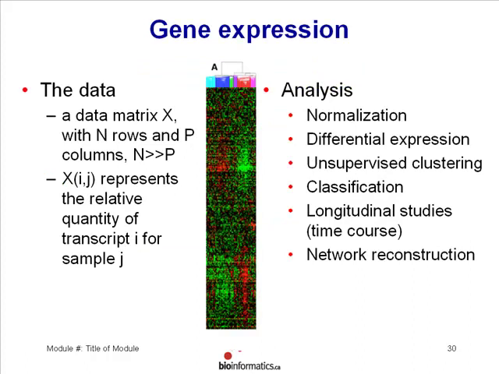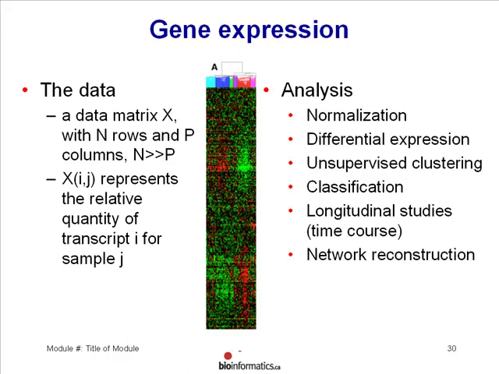So here's just an example of the data. Essentially what we get out, and this is after many steps of normalization, which needs to be done correctly and is a field unto itself, is a data matrix, and we have n rows and p columns here. And n is often much, much larger than p, and we've talked about that already. And so in this matrix X, the actual entries represent a relative quantity for transcript i for sample j.